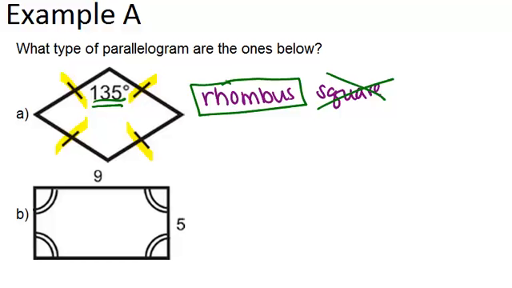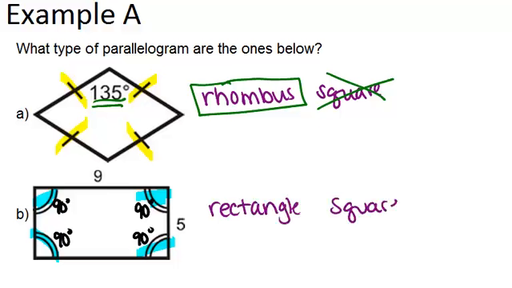In B, I notice that all four angles are marked as being congruent. And what that means is all four angles must actually be 90 degrees, because that's the only way for them to all be congruent, since they have to add up to 360 degrees. So basically all four angles are right angles. So this might be a rectangle, or again, it might be a square.